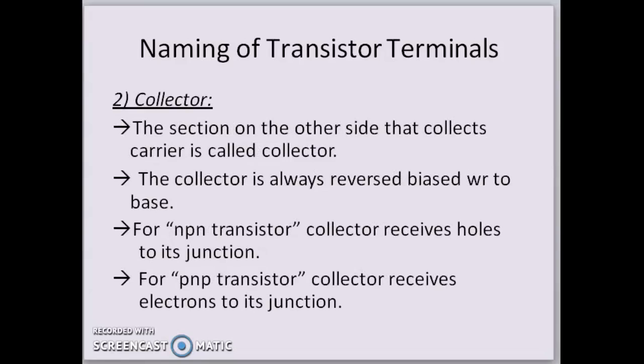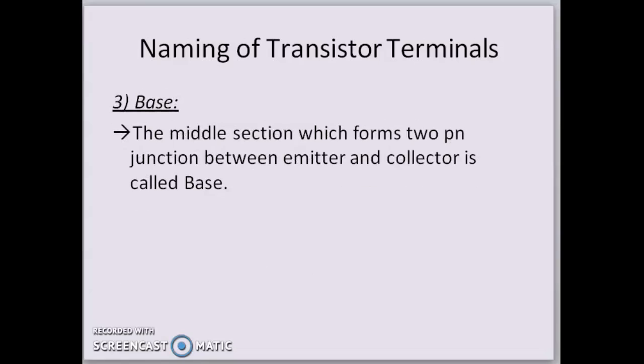Collector. The section on the other side that collects carriers is called the collector. It is collecting. The collector is always reverse biased with respect to base. And just now I told you that the emitter is forward biased. For a PNP transistor, the collector receives holes to its junction. For an NPN transistor, the collector receives electrons to its junction. Now the base: the middle section which forms two PN junctions between emitter and collector is called the base.